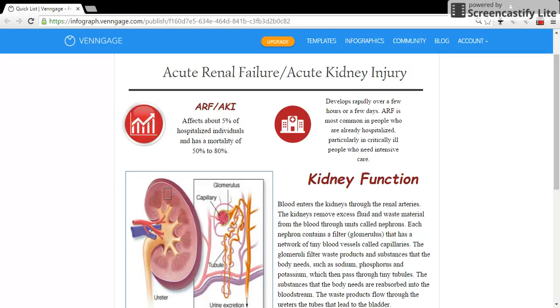Your next class will be on acute renal failure. We will go through the acute renal failure definition, causes, signs, symptoms, diagnosis, treatment, nursing care plan, prevention, and patient education. Acute renal failure, which is also known as acute kidney injury, is a common problem in intensive care. Acute renal failure affects about 5% of hospitalized individuals and has a mortality of 50 to 80%.